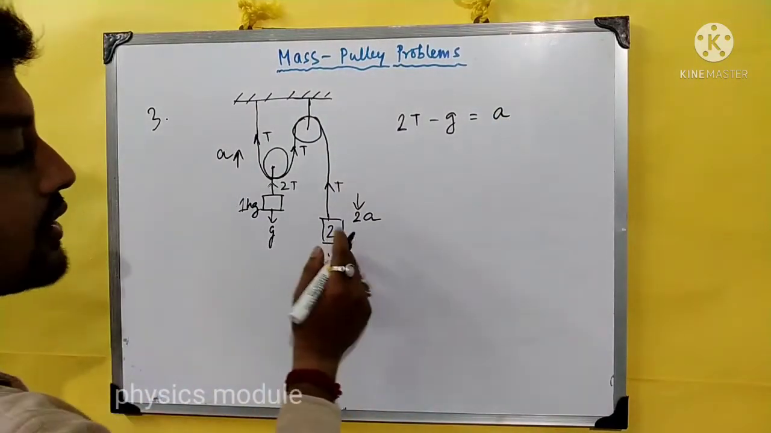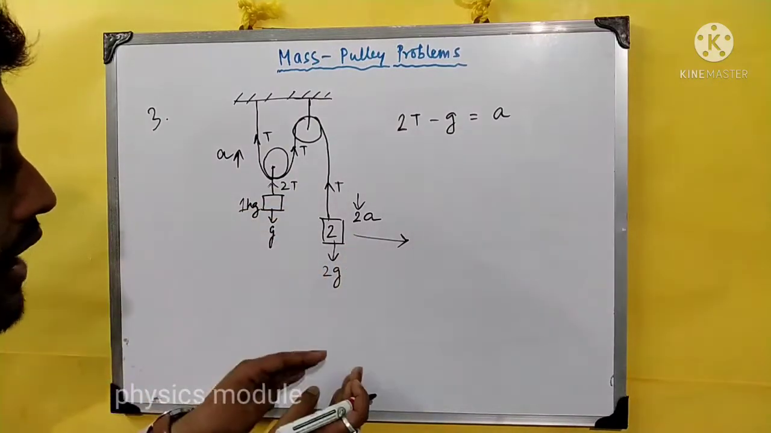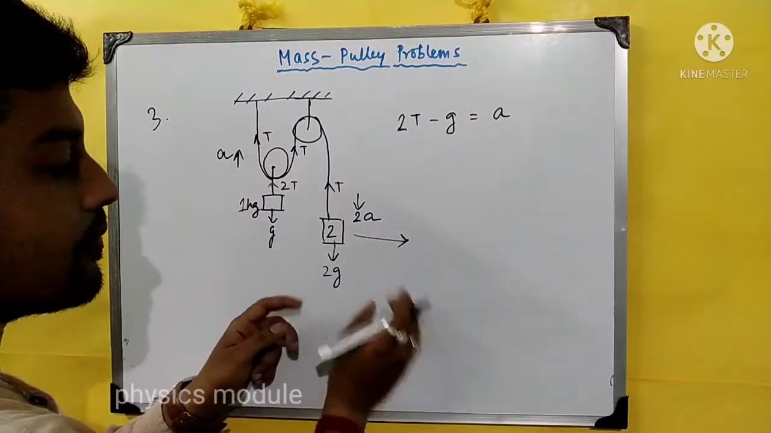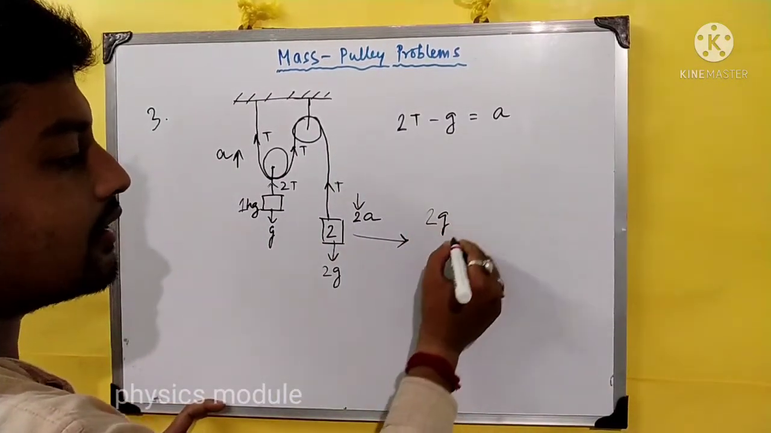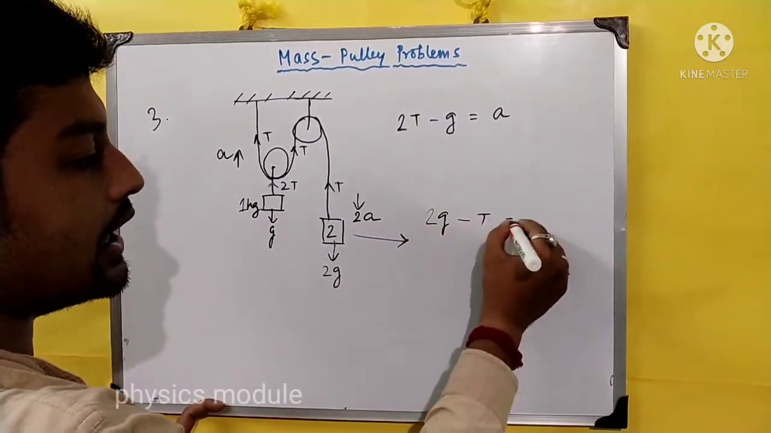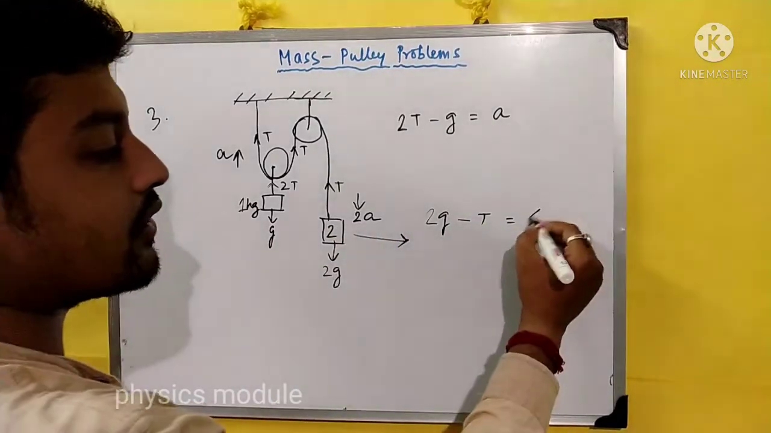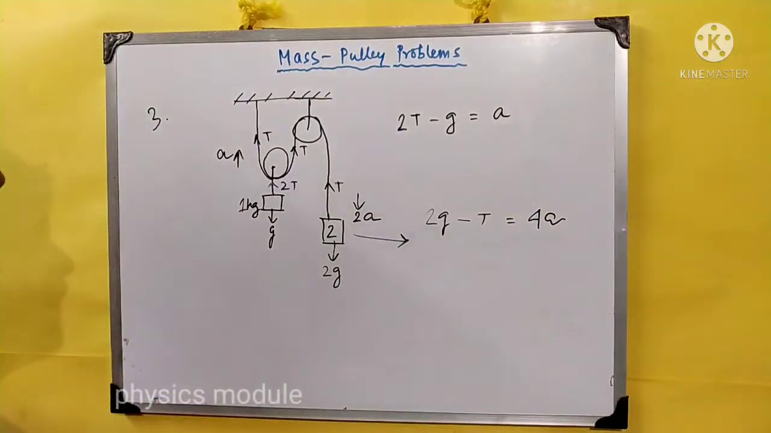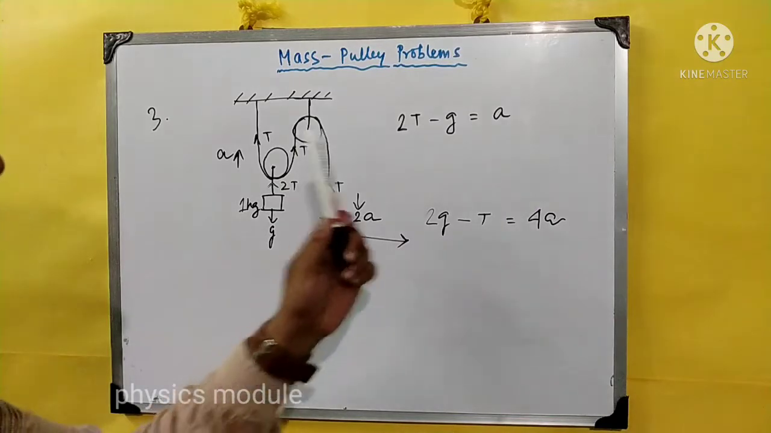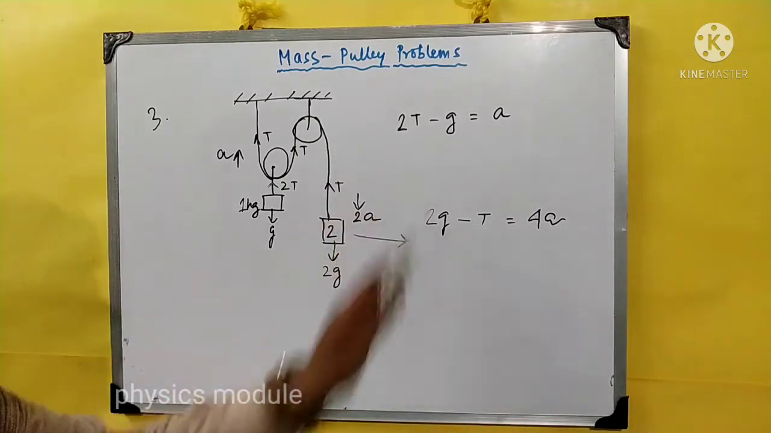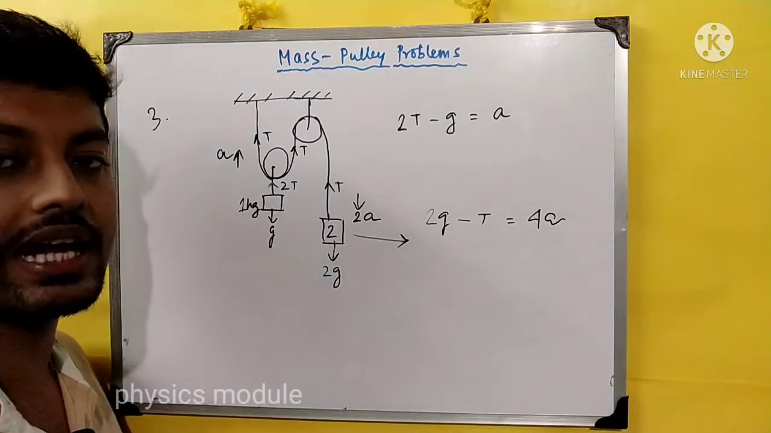Okay, and for this mass, the equation will be: G is going downwards, the weight. But T is opposite, so 2G will be greater than T. 2G minus T equals MA. M is 2 kg, acceleration is 2A, so it will be equal to 4A. But for this case, what will happen now? You have to just add up these two equations and get the value of tension, force and acceleration.